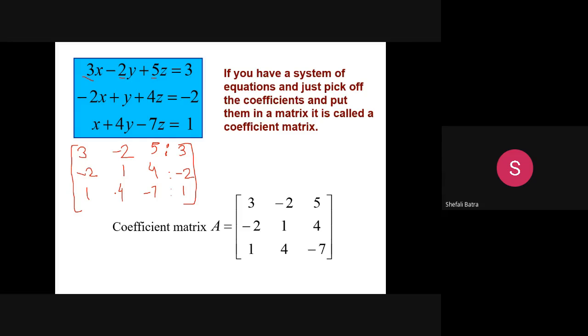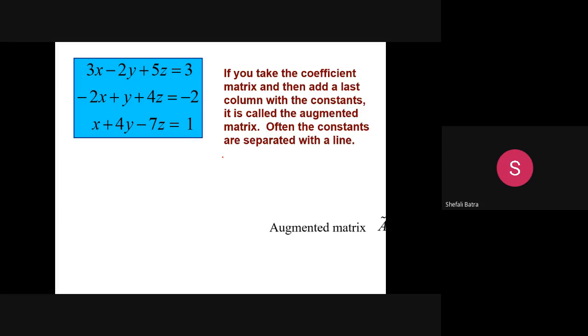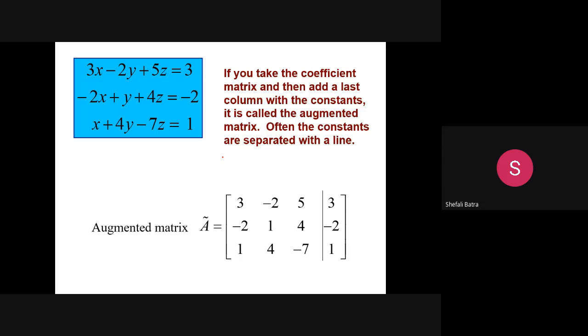So this is your coefficient matrix and this is your augmented matrix. Please don't be confused between the coefficient matrix and the augmented matrix. This is your coefficient matrix and this is your augmented matrix, which is represented by this.